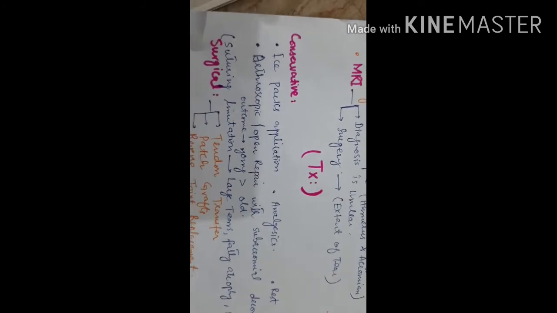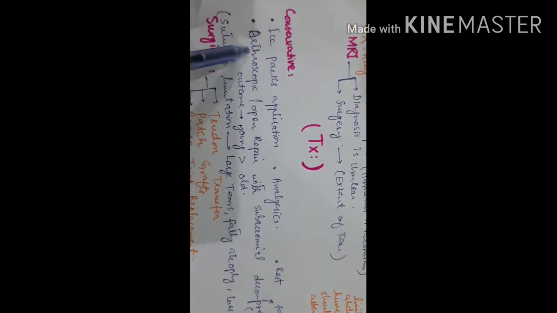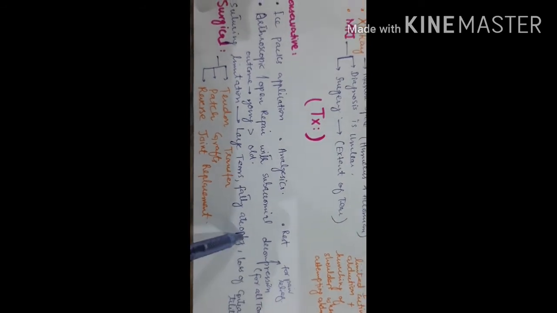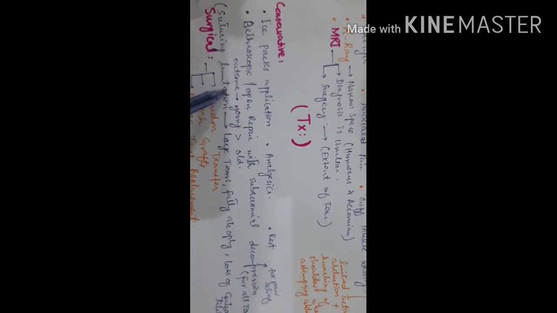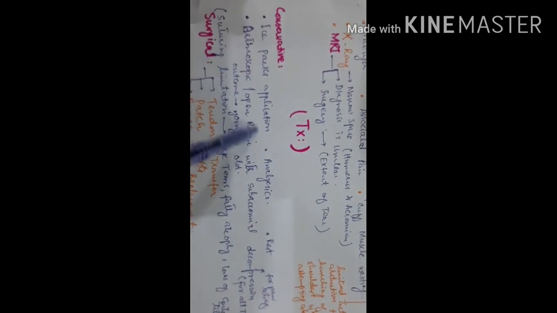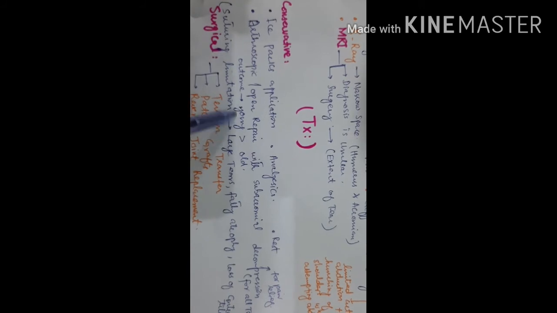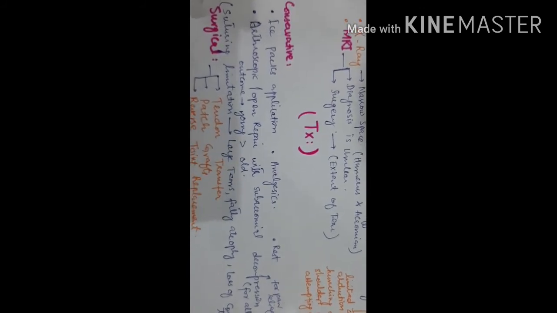In treatment, first is conservative treatment, in which ice packs are applied to relieve pain, analgesics are given, and arthroscopic and open repair with subacromial decompression is done. Rest is advised. Subacromial decompression is for pain relief, and these methods are done for all tears, but the outcome is better in young patients than in the elderly.